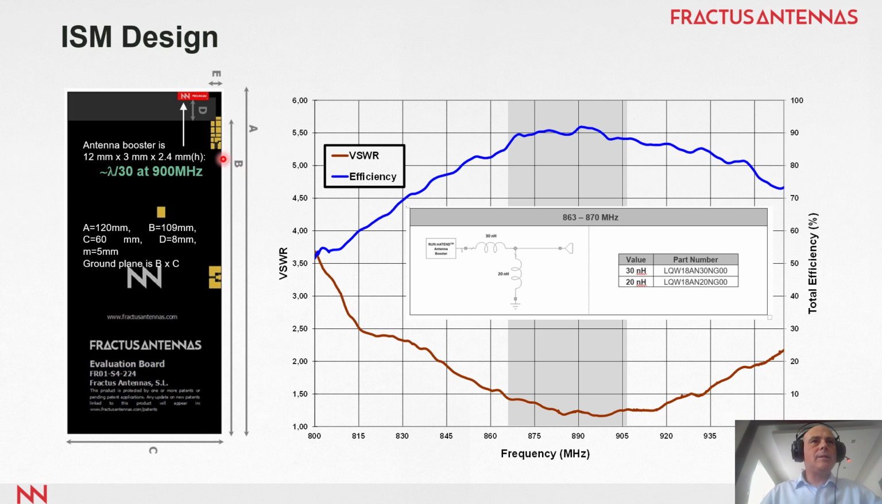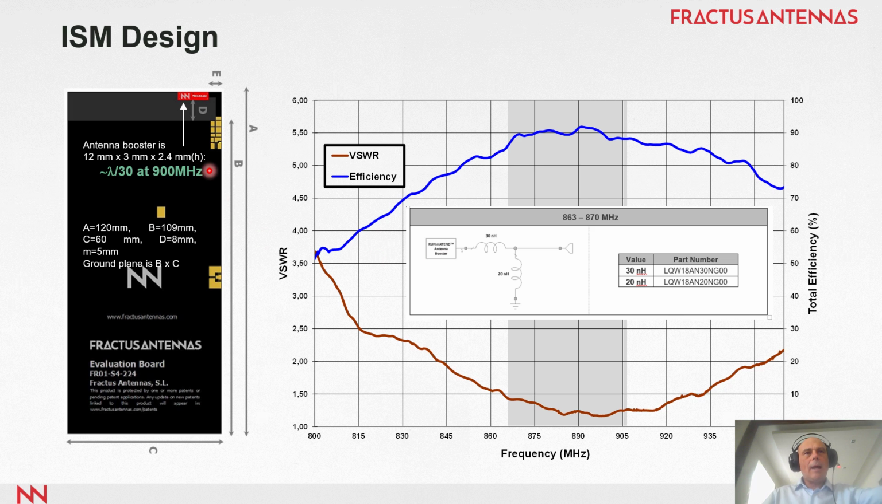Here we have an example. This is an antenna booster in an IoT device. This is an example of a PCB. And in red, we have the antenna booster. It's only λ/30. It's 12 millimeters. So this is pretty small. With a very simple matching network, we can operate at 900 megahertz, ISM 900. You can see that the efficiency, measured in a quiet chamber, reaches 90%. And in this case, we have a very simple matching network. This is only 2 components.